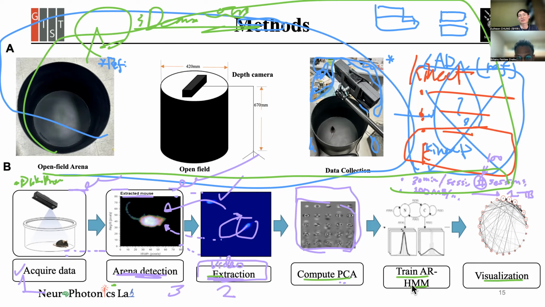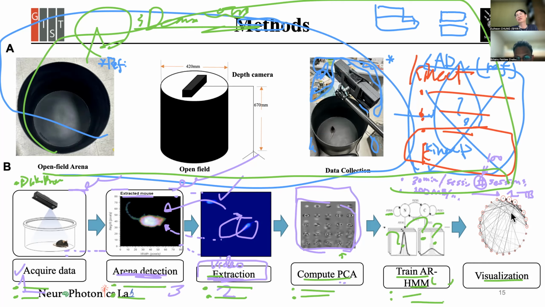Then put the explanation, because simple ones sometimes don't make sense. You didn't explain that this is actually hidden Markov. So for acquired data, put a bullet to explain at least 1 or 2 sentences. Arena detection, what do you mean by that? What do you mean by extraction? Why are you computing PCA? What does this actually mean? And this figure is actually very bad. Nobody understands it because I cannot even see what's going on. Replace it and explain the detail of this.